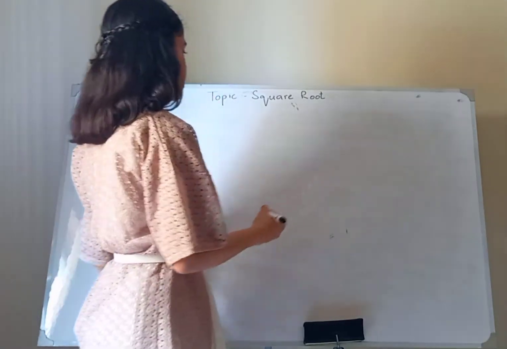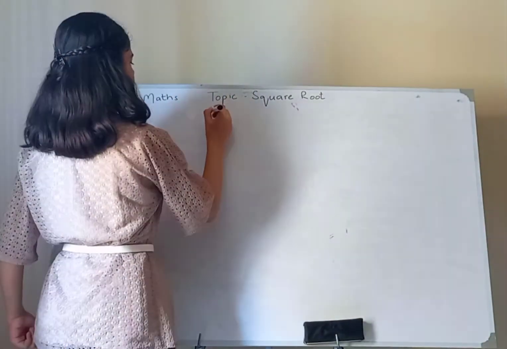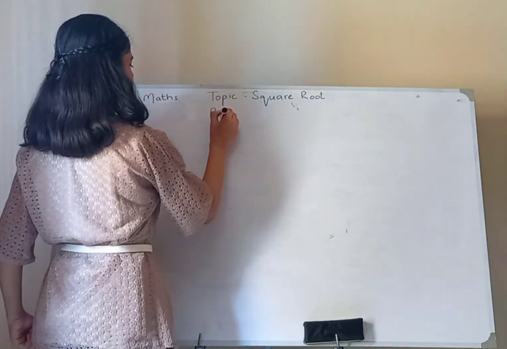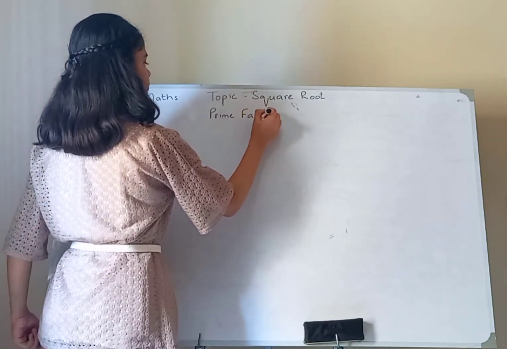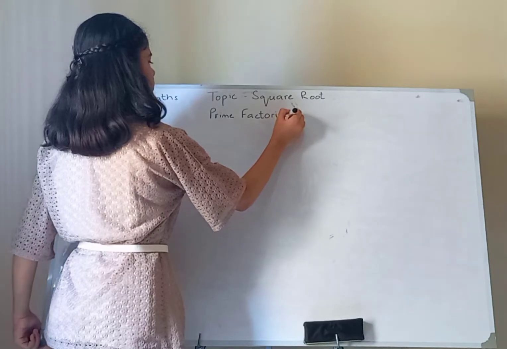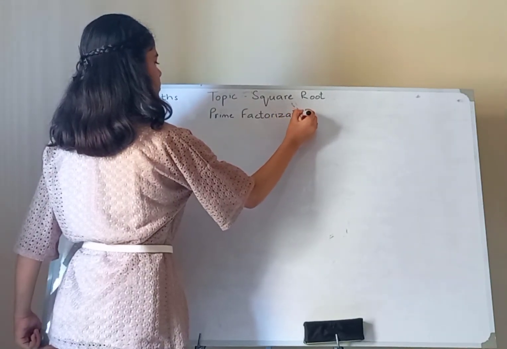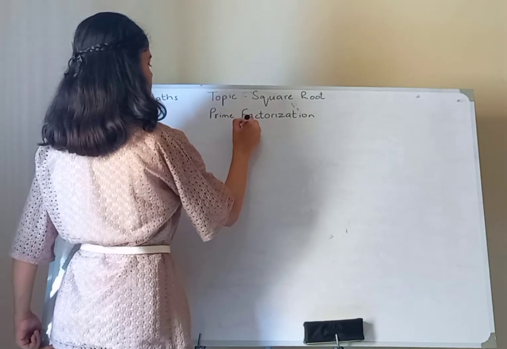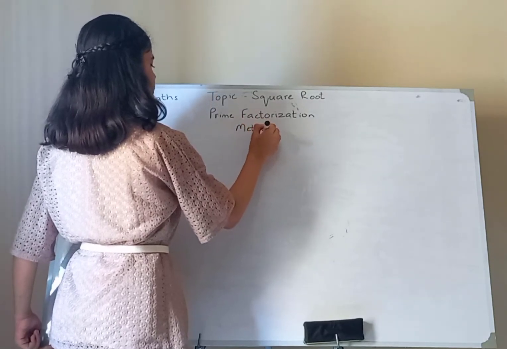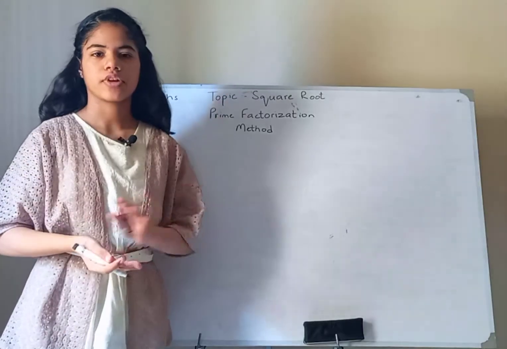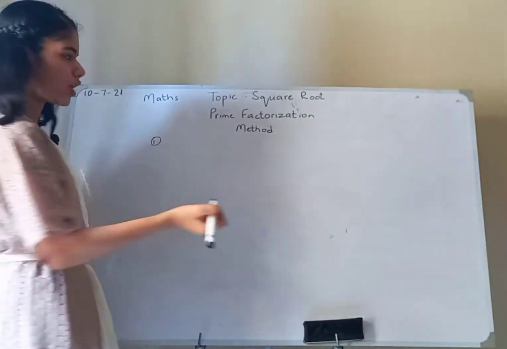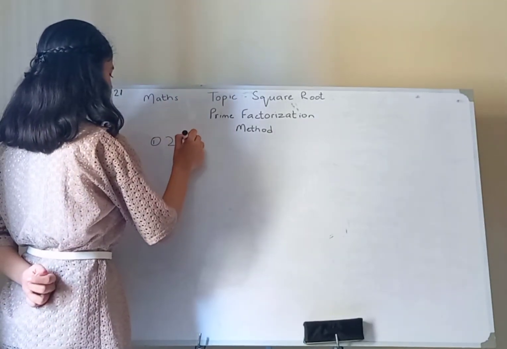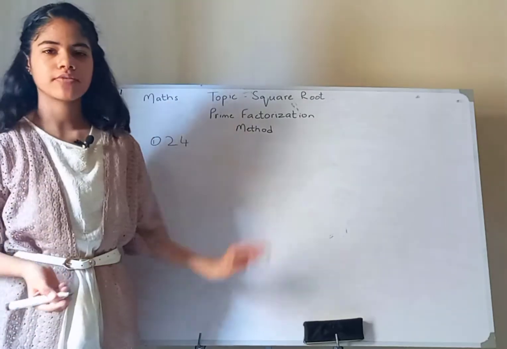First of all, we have to know what is prime factorization method. First of all, we are going to revise the method of prime factorization. For example, we have a number 24 and we have to solve it using prime factorization method.